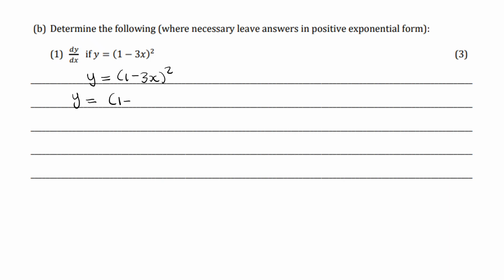Let's expand the bracket. Then 1 minus 3x. I need you to pause the lesson. Make sure that you use the FOIL method. Multiply out the bracket. Let's see if we're going to get the same answers. Okay, so now what I get, it's 1 times 1 is 1, and then I'll have 1 times minus 3x and 1 times minus 3x, which is minus 6x. Then minus 3x multiplied by minus 3x gives us positive 9x squared.